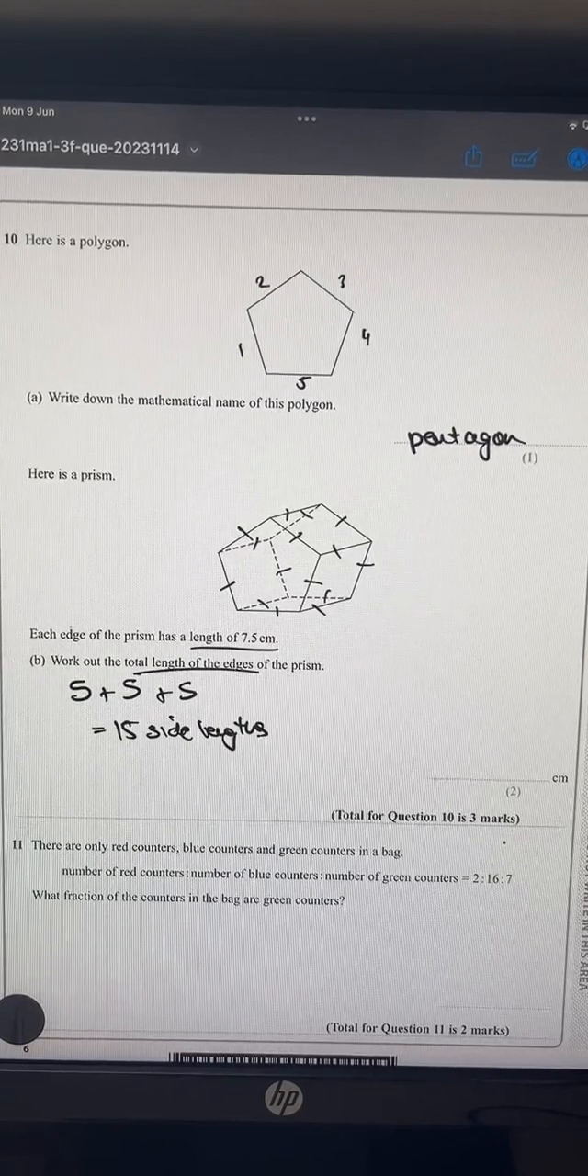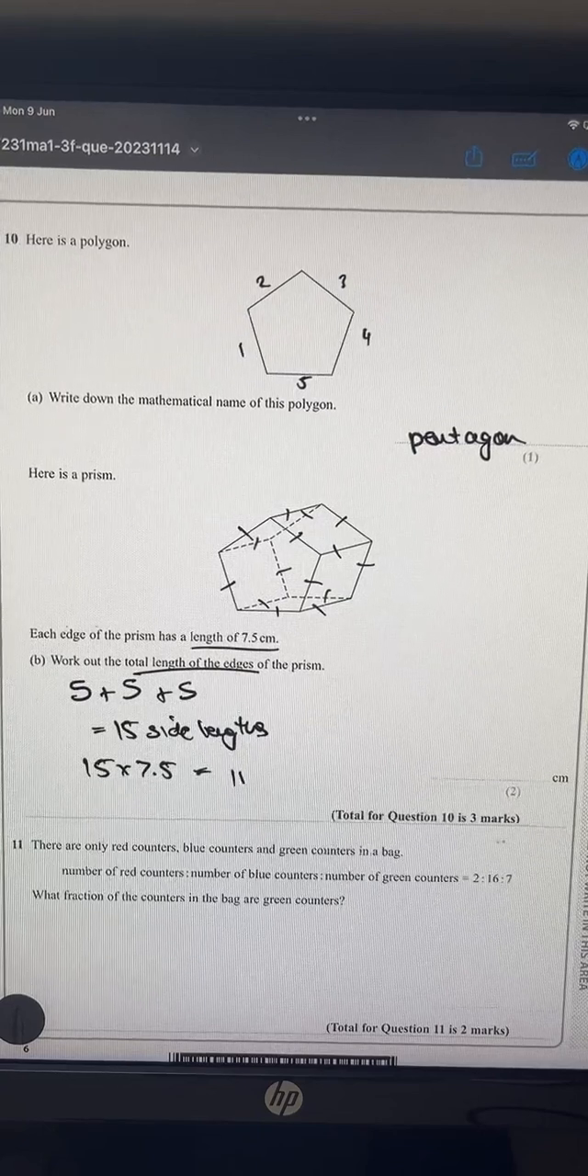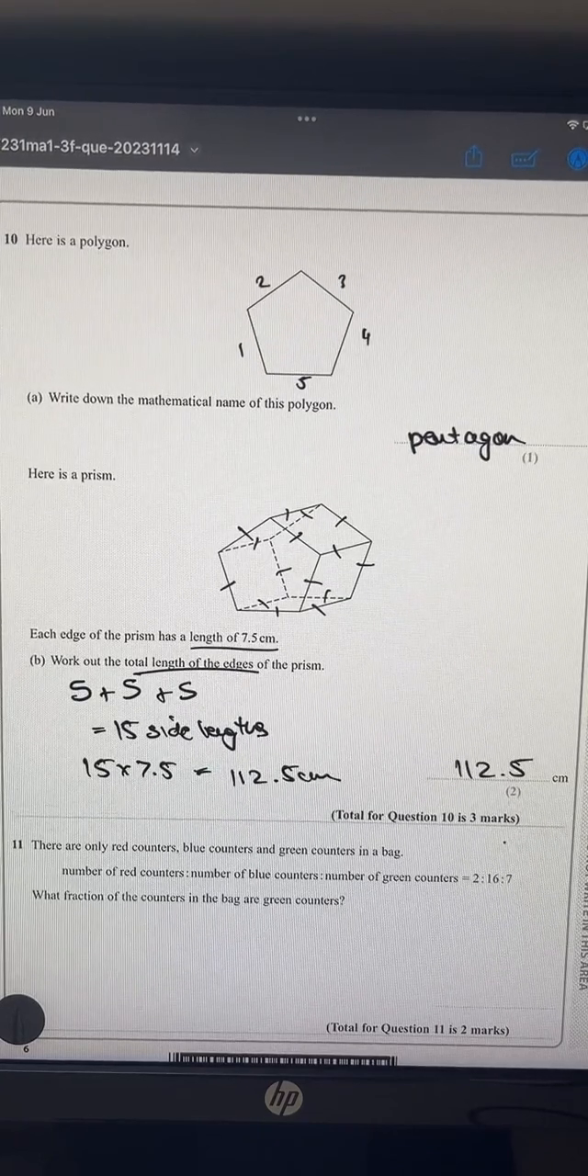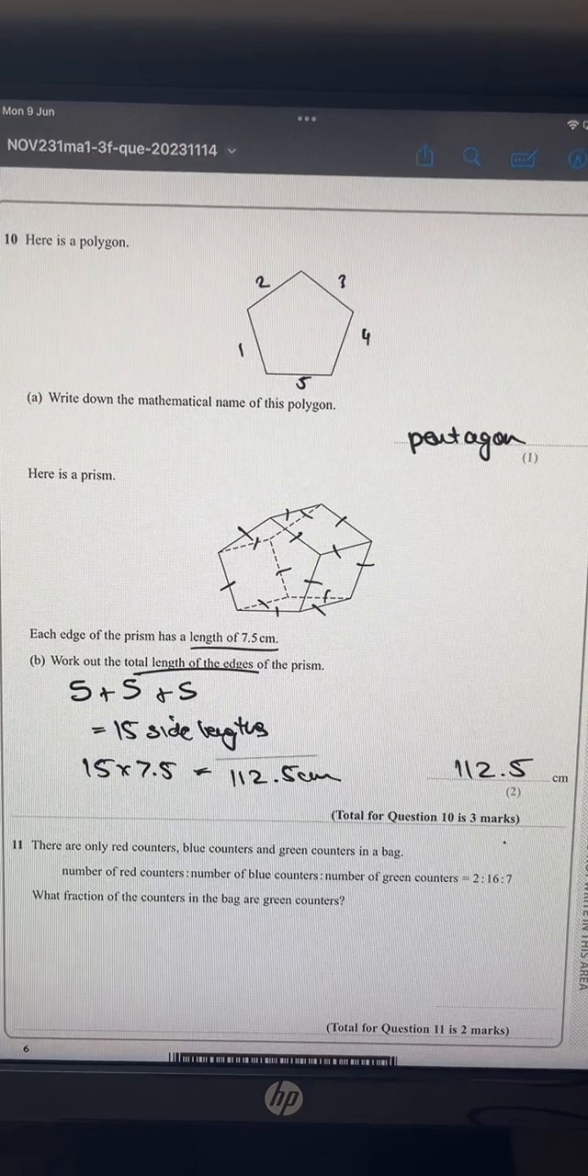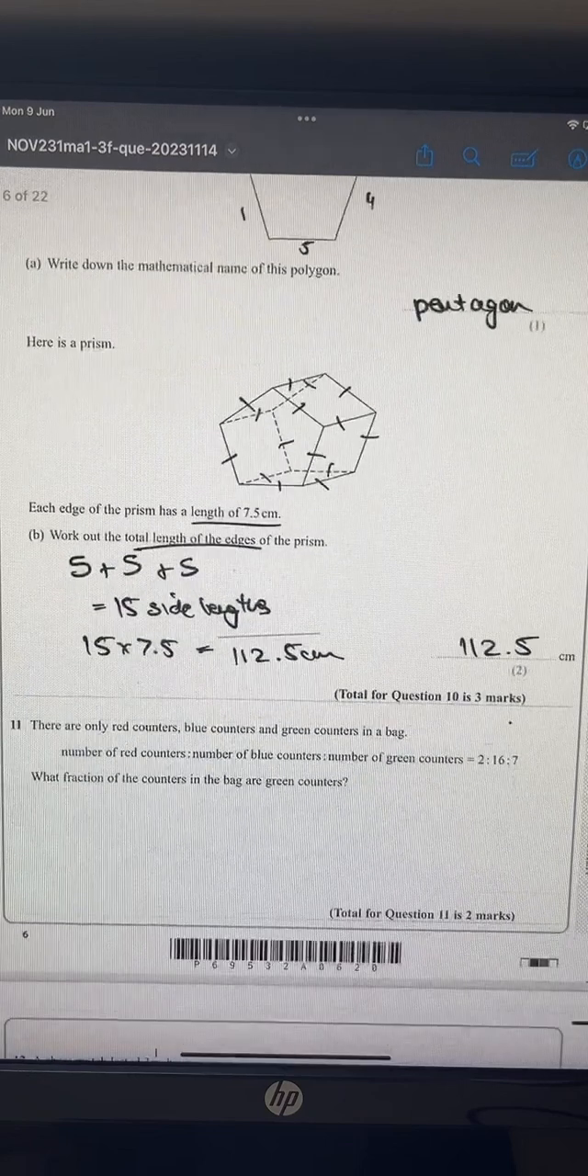So the total length is just going to be 15 times how much is one length? 7.5, and that is 112.5 centimeters. And that's how you do this question. So not a bad question. Like, just remember to count the number of sides and understand each question in depth.